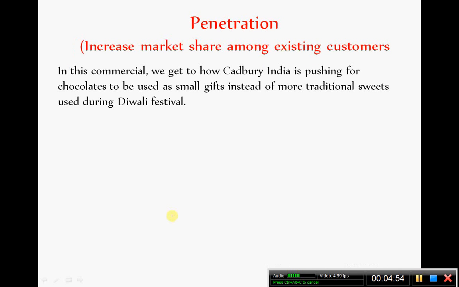I would explain this market penetration strategy with a small video clip. This would show how Cadbury India is trying its chocolates to be used as small gifts to penetrate the markets and to increase sales.